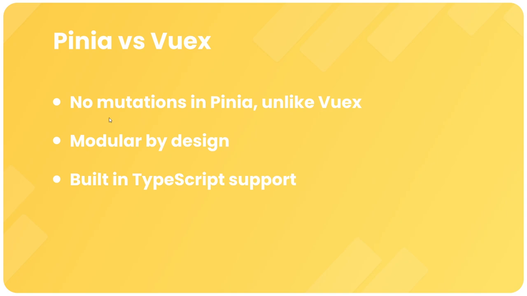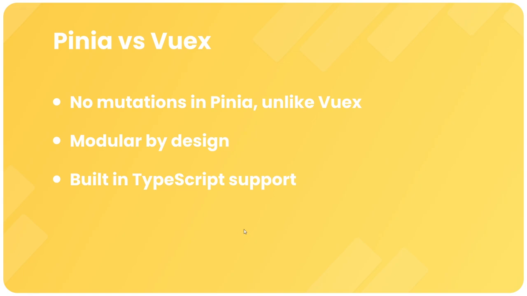Secondly, it's modular by design, meaning that for every different type of global state that you have, you would make a new Pinia store, which is just a JavaScript module. And this makes things more organized and modular by default than Vuex would be. Thirdly, it comes with TypeScript support and JavaScript auto-completion out of the box. And also, Pinia hooks right into Vue DevTools as well, meaning that if you're coming from Vuex, you're going to feel right at home with Pinia.